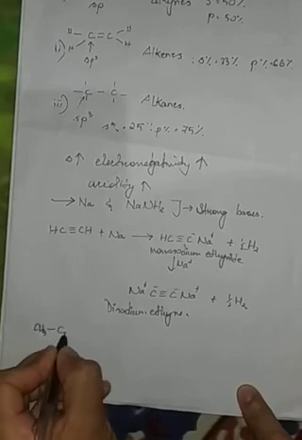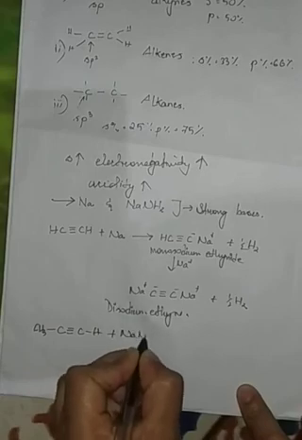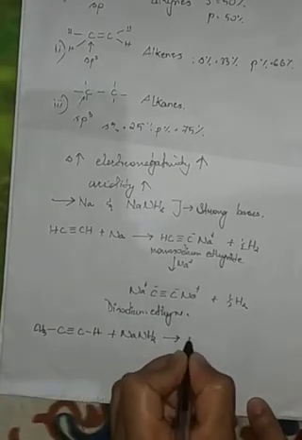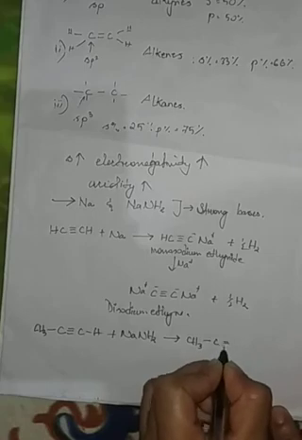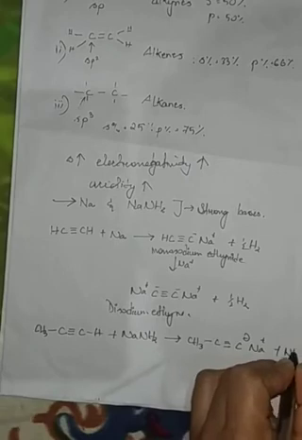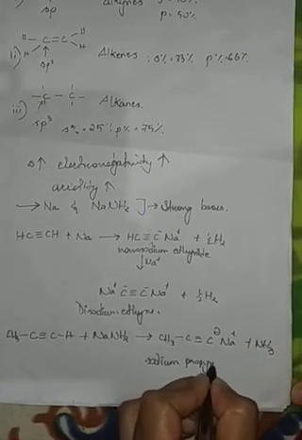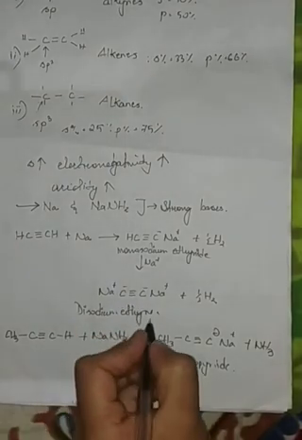Let's take propyne. When it reacts with sodamide, NaNH2, we will get CH3C triple bond C minus Na plus, and there will be removal of NH3. This is known as sodium propynide. There will be formation of this sodium acetylide, or sodium propynide, or disodium ethynide.